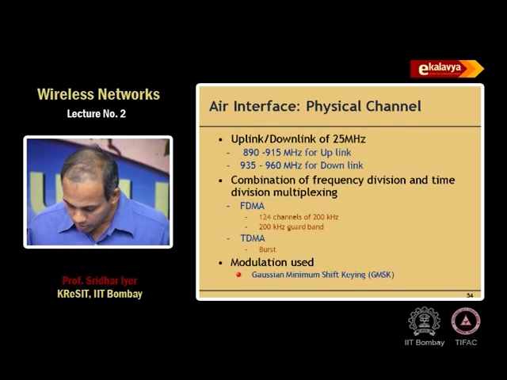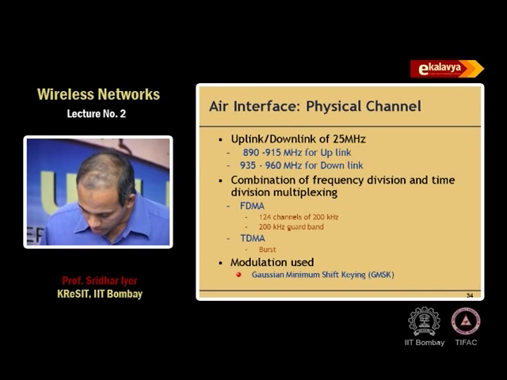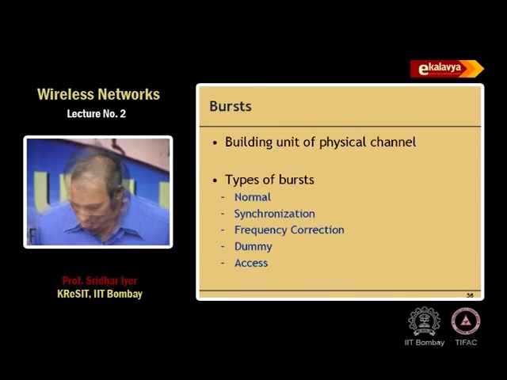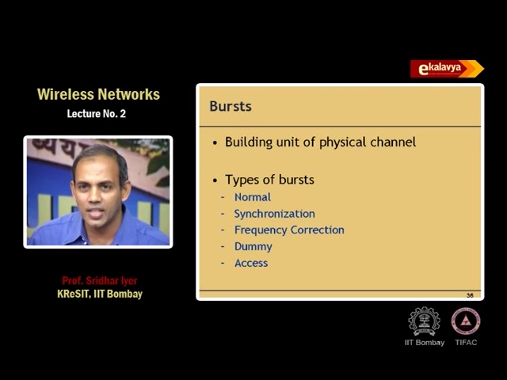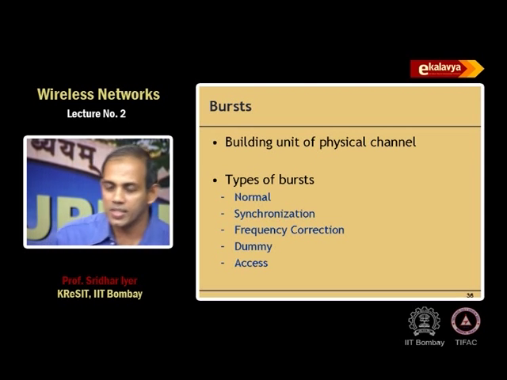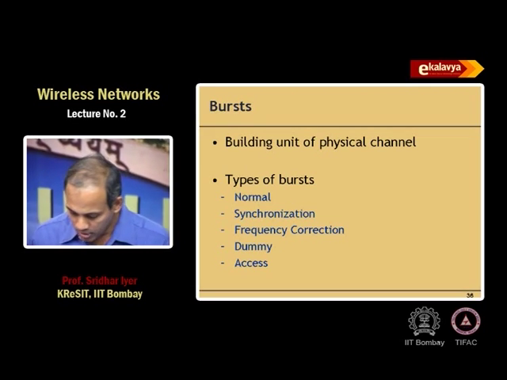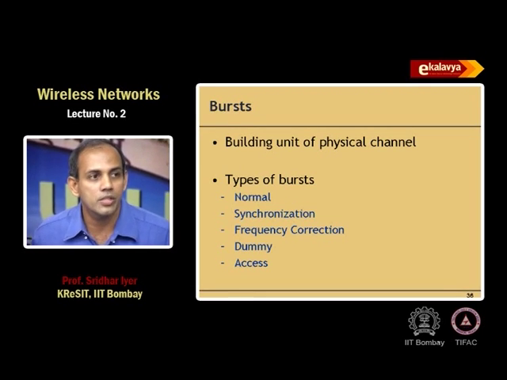Okay. Coming to the air interface, we have seen all these things, 124 channels of 200 kilohertz, everything. Okay. There is a notion of a burst. Burst basically means packet. Okay. So what we understand in Ethernet as a frame, what we understand in IP as a packet, what we understand in TCP as a segment is called a burst in GSM. So there are four different types of packets. Normal burst is the one which corresponds to data transfer.